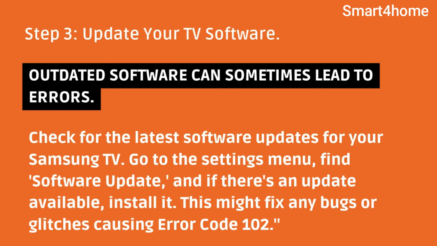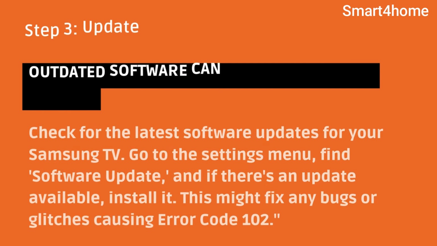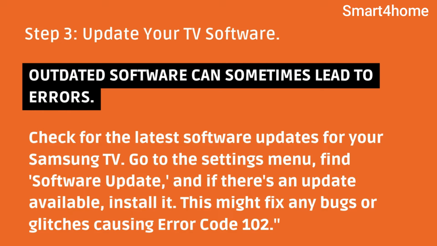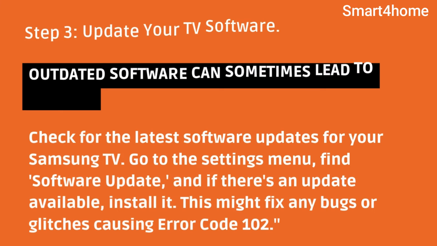Step 3. Update your TV software. Outdated software can sometimes lead to errors. Check for the latest software updates for your Samsung TV. Go to the Settings menu, find Software Update, and if there's an update available, install it. This might fix any bugs or glitches causing error code 102.